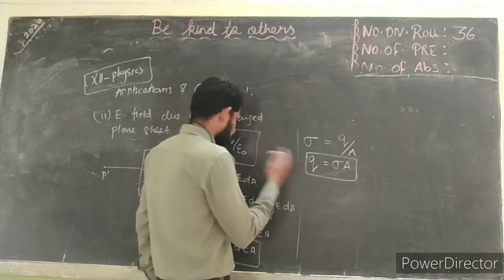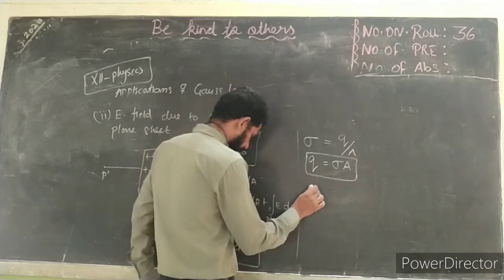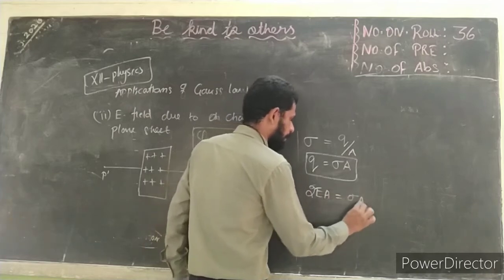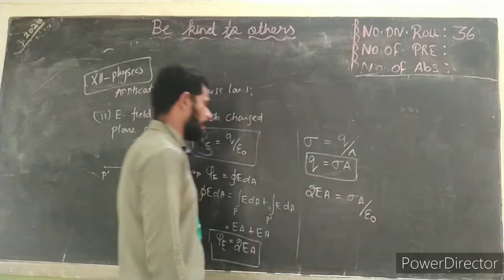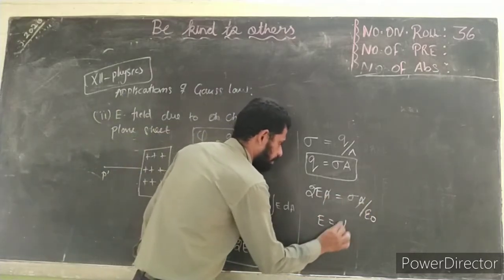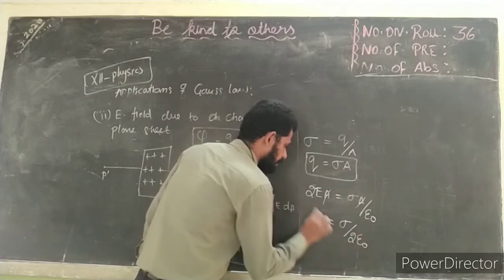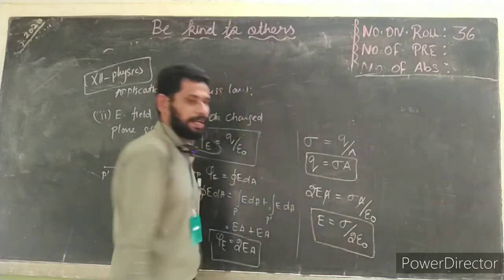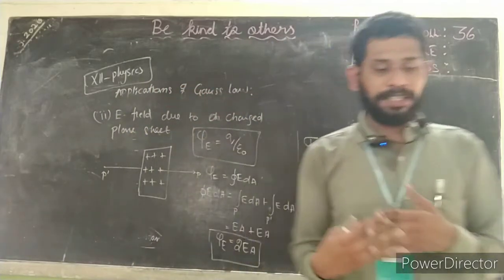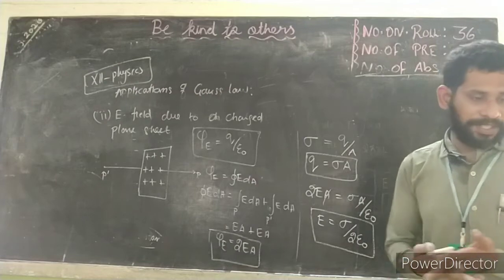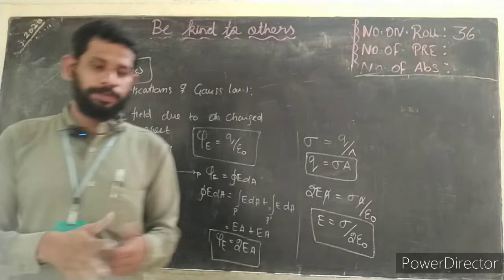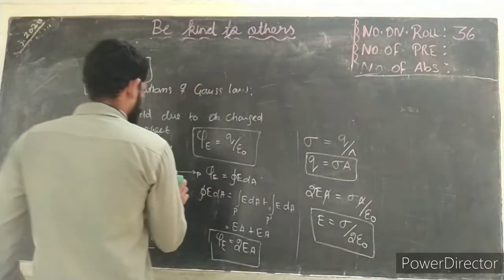So substituting in the equation, what is the flux? 2EA will be equal to sigma A by epsilon naught. So A will be cancelled. So E will be equal to sigma by 2 epsilon naught. Now listen. This is the electric field due to an infinite charged plane sheet. Now the electric field due to two parallel charged infinite sheets.